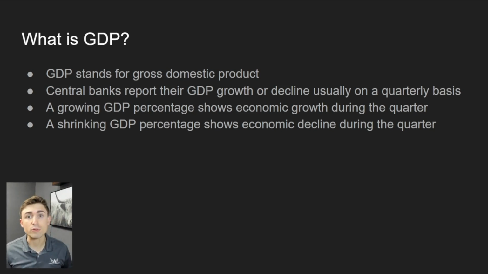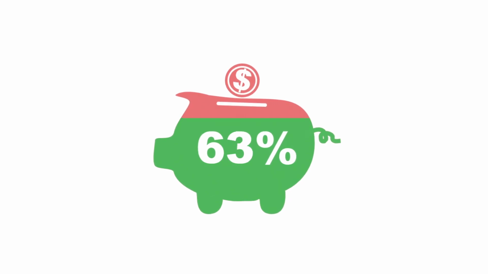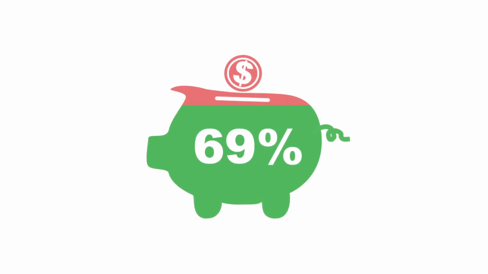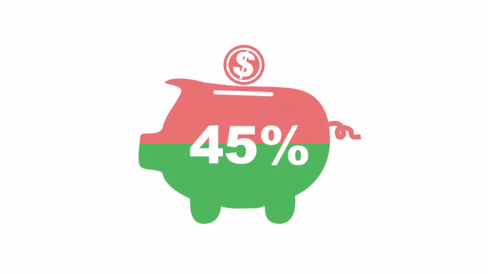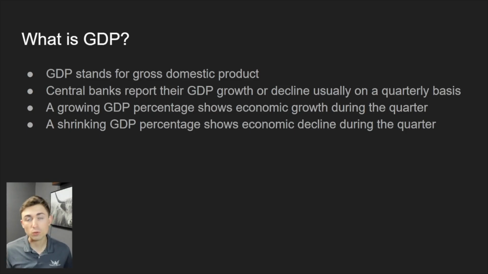And these numbers can be a huge impact on the currency market. Of course, a growing GDP percentage shows economic growth during the previous quarter, and a shrinking GDP usually will show a decline during the previous quarter. This is usually reported on a quarter-to-quarter basis so that you can see what the previous quarter would have looked like in terms of growth or decline. And again, this is data that we get from central banks on a regular, consistent basis.